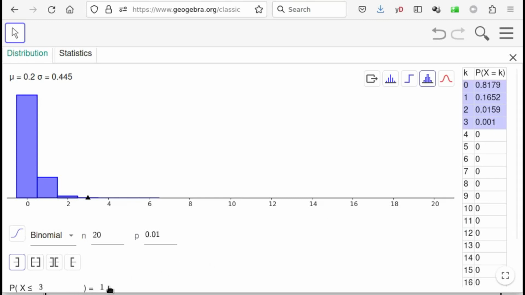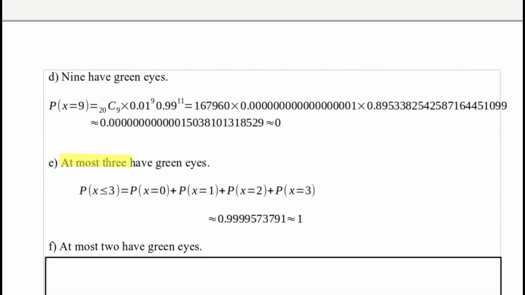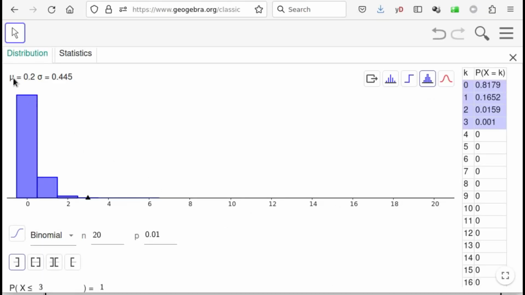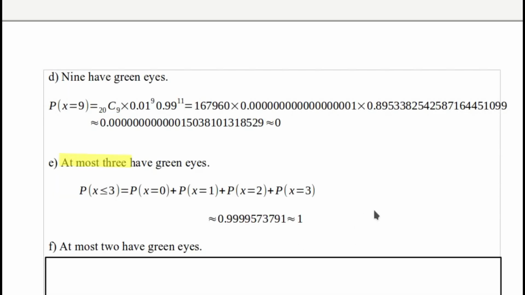And it's shown us that that gives us a probability of 1. So exactly what we would have gotten if we'd added up all 4 of those cases separately. This is also giving us the mean and the standard deviation. It's also showing us the histogram and shading the portion of it that we are interested in. So a nice way to get the answer relatively quickly.